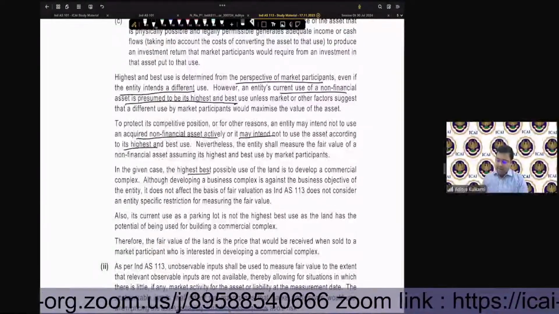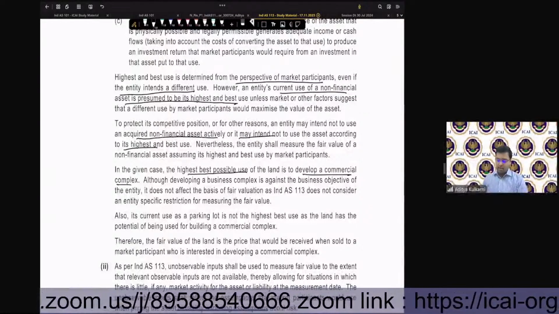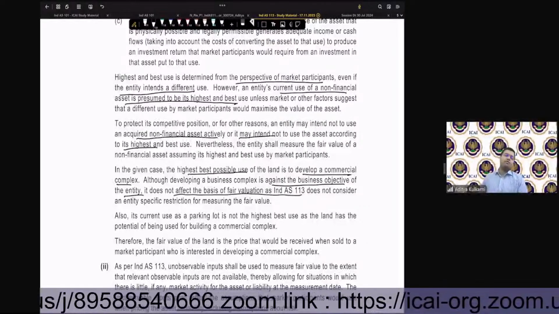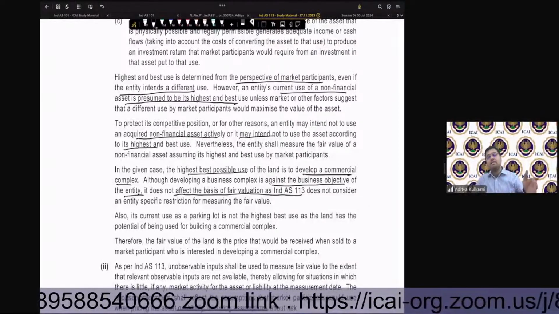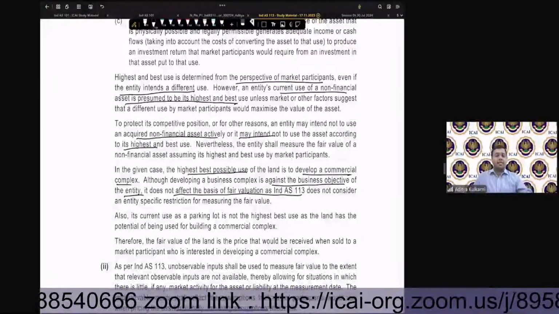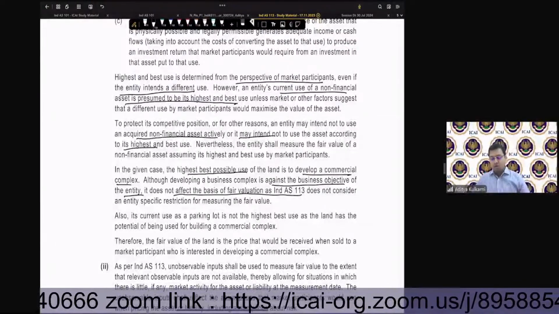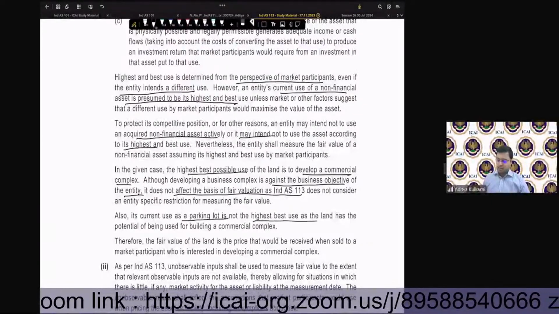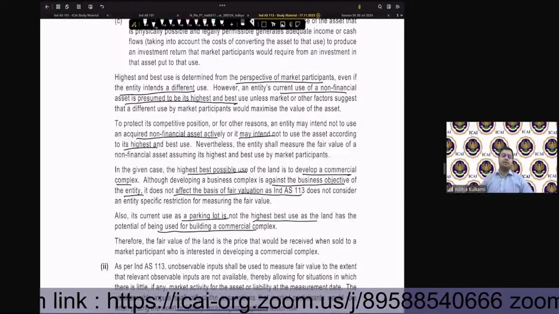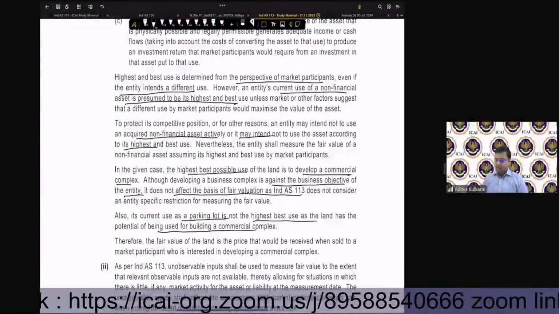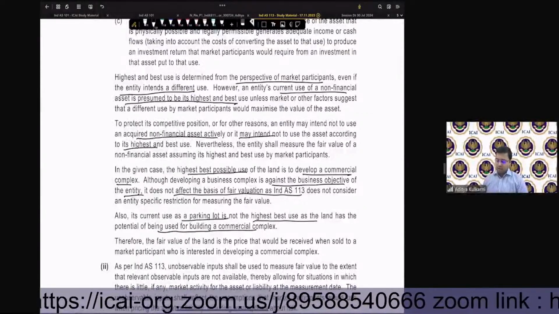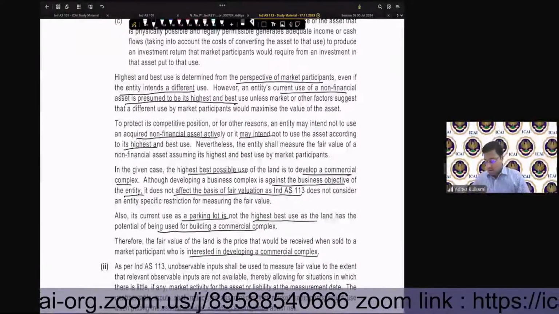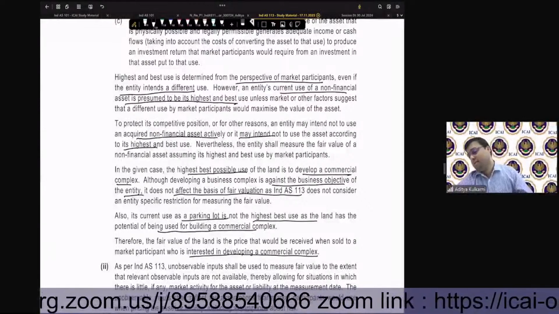In the given case, the highest and best possible use is to develop a commercial complex. Although it is against the business objective of the entity, it does not affect the basis of fair valuation because Ind AS 113 does not consider entity-specific restrictions or objectives. Rather, it is more of a market-based approach. So therefore, the current use as a parking lot is not the highest and best use, as the land has the potential for building a commercial complex. Fair enough. And that is why the fair value of the land is the price that would be received when sold to a market participant who is interested in developing the commercial complex.